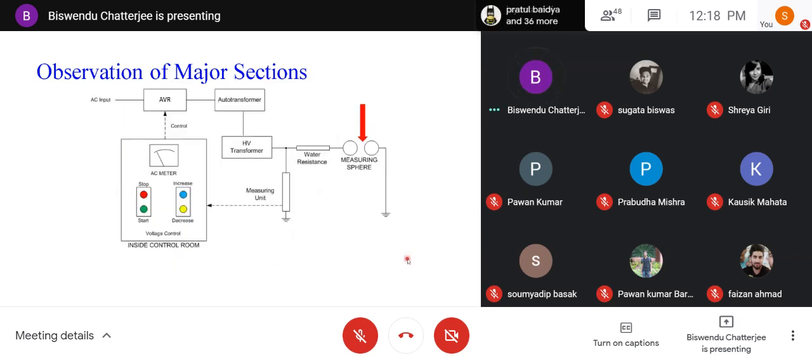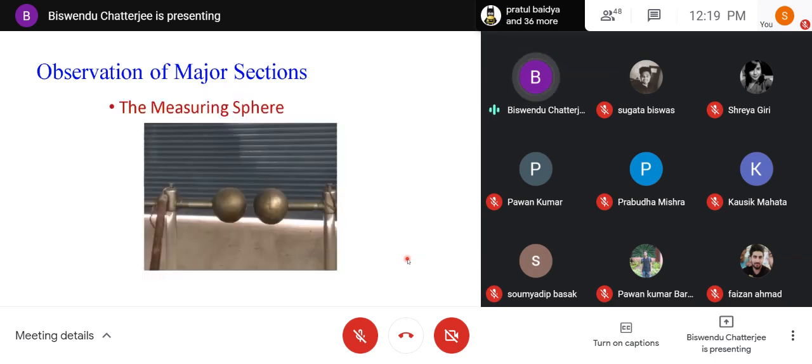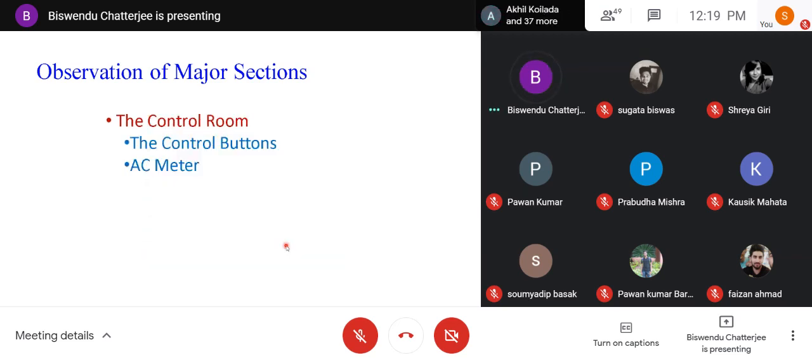And last, the measuring sphere. This is the measuring sphere. It has a 15 centimeter diameter. The diameter of the sphere, I repeat, it can also come in the examination, that the diameter of the sphere we are using is 15 centimeter. Now the control buttons and AC meter are in the control room. They are not in the lab.